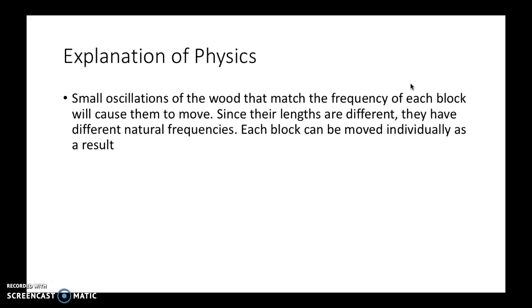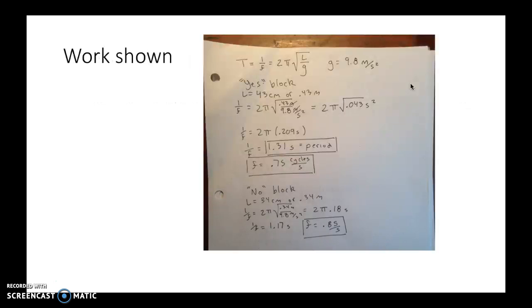So the explanation of the physics: small oscillations of the wood that match the frequency of each block will cause them to move. Since their lengths are different, they have different natural frequencies. So each block can be moved individually, meaning you can make subtle movements with the base stick, and depending on the frequency or the period of that, it'll cause one of the two blocks to move if the frequencies match.